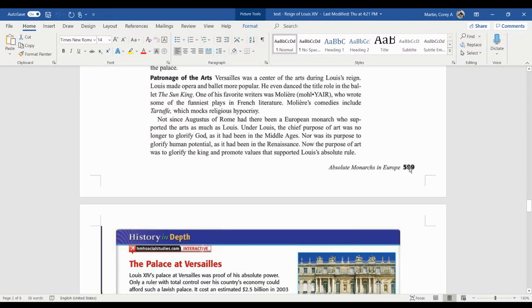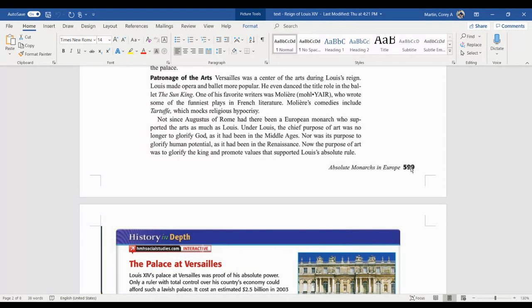Patronage of the arts. Versailles was a center of the arts during Louis's reign. Louis made opera and ballet more popular. He even danced the title role in the ballet The Sun King. One of his favorite writers was Molière, who wrote some of the funniest plays in French literature. Molière's comedies included Tartuffe, which mocked religious hypocrisy.